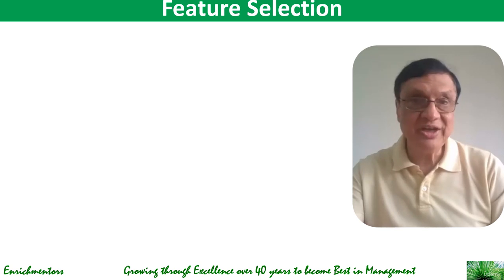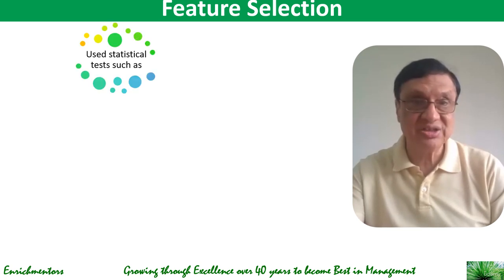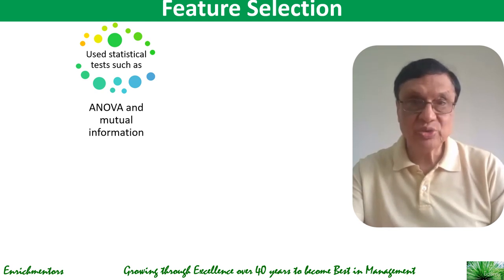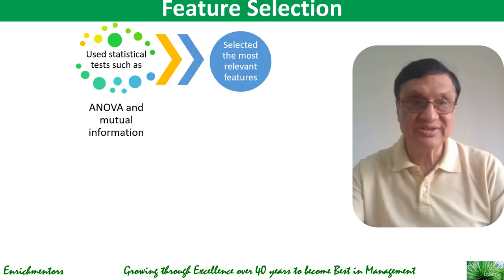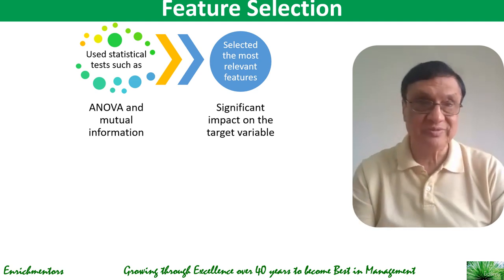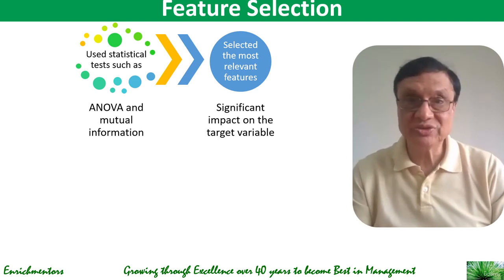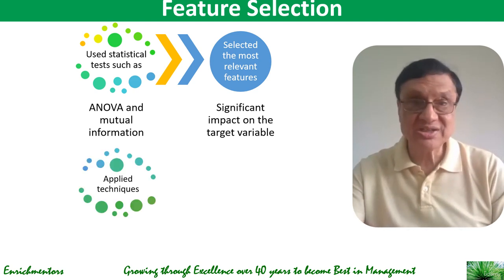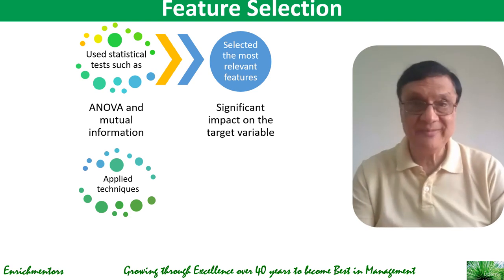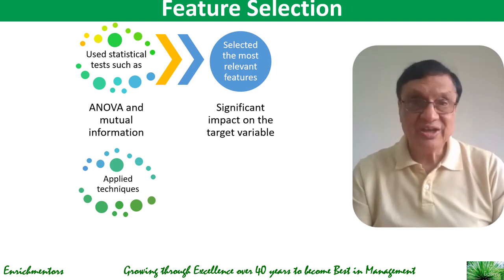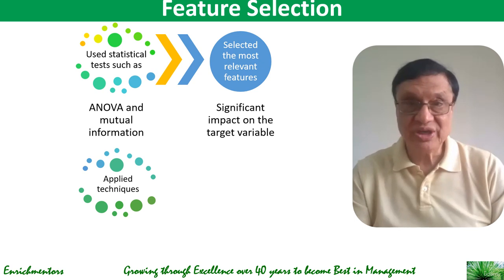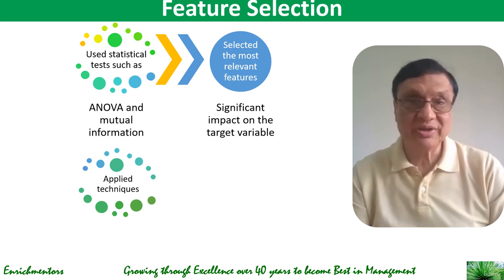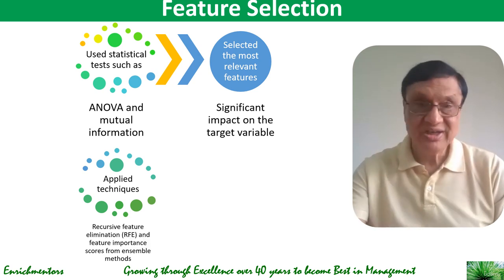Then the team went into feature selection. They used statistical tests such as ANOVA and mutual information to select the most relevant features that would have a significant impact on the target variable. And then they applied techniques like recursive feature elimination. Remember RFE, where they eliminated the least important features to rank the most important features at the top. So that's how they did that.